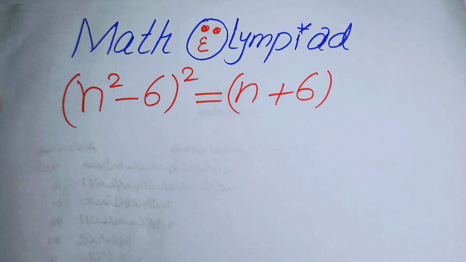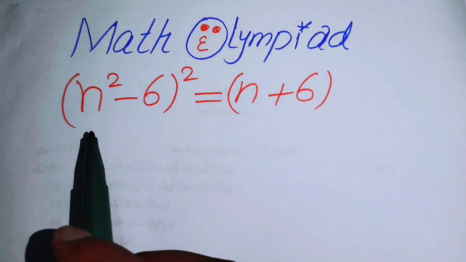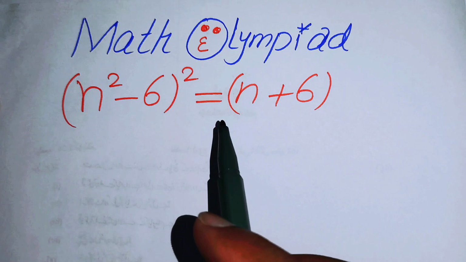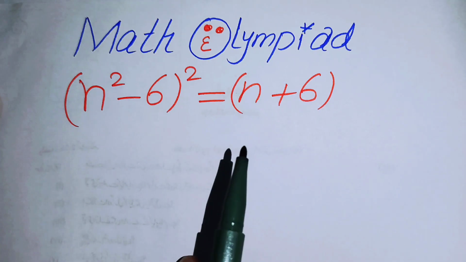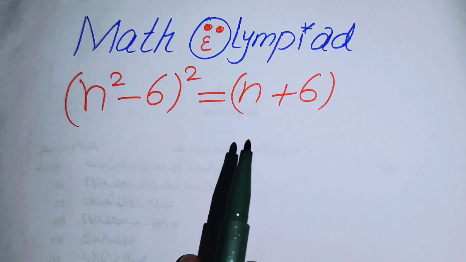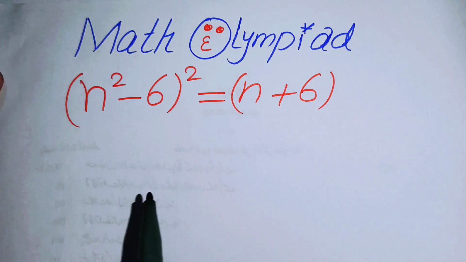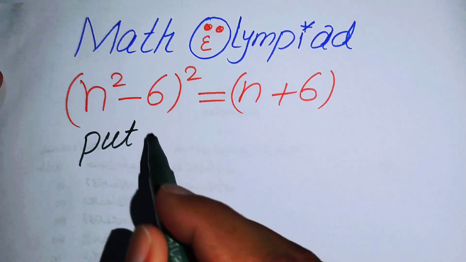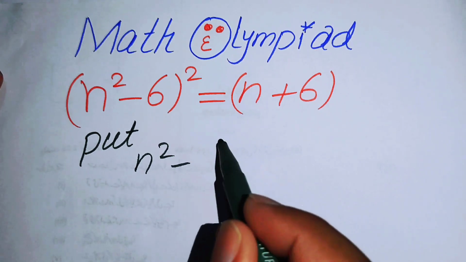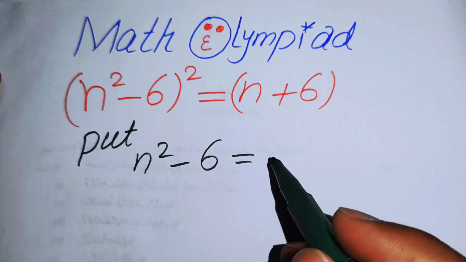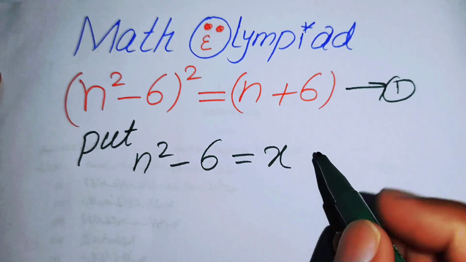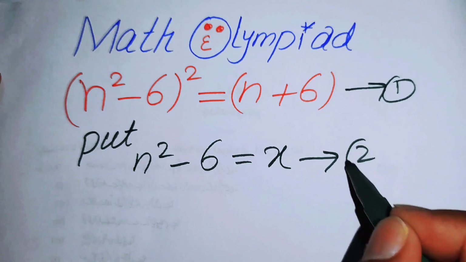In this video we are going to solve this nice algebra problem, and here we have (n² - 6)² = n + 6, and we will solve this problem for the values of n. So the very first thing we are going to do is put n² - 6 = x, and this is equation number 1. I can name the original equation as equation number 2.